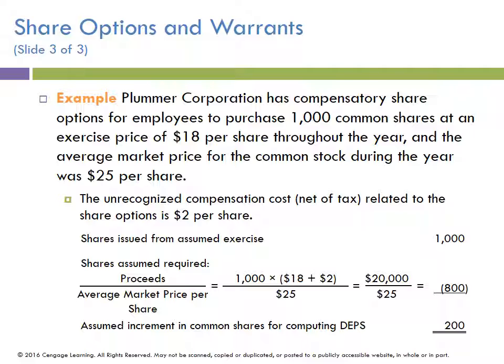So what's the actual impact on diluted earnings per share? How much would our outstanding stock in our denominator increase by? Pretending that the stock options and warrants are exercised, 1,000 minus 800. The difference between what we issued and what we pretend we would have bought back. 200 shares.